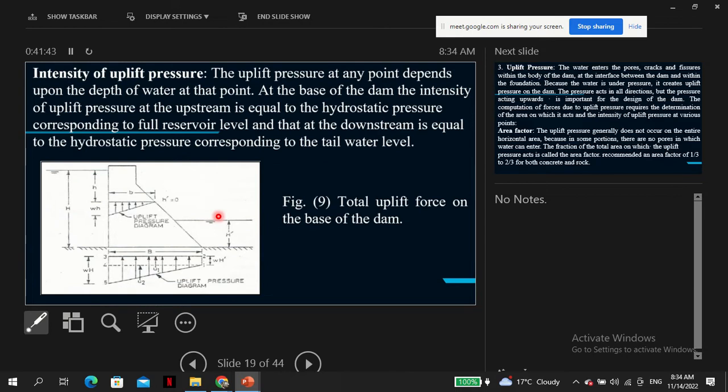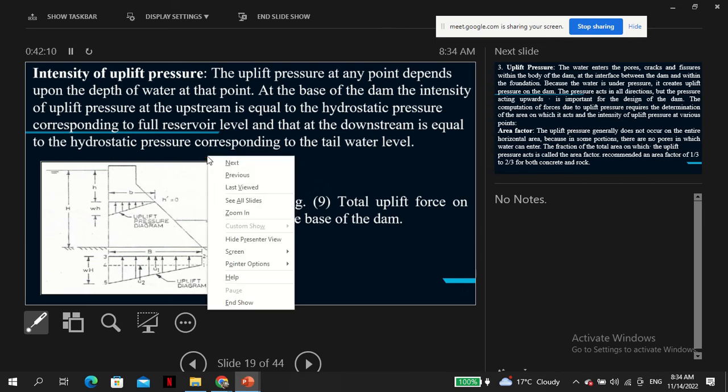So, intensity of the uplift. Let's just go through it so that you probably have a clearer idea. It's the same thing we talked about. The intensity of the uplift pressure at any point depends upon the depth of the water at that point. At the base of the dam, the intensity of the uplift pressure at the upstream is equal to the hydrostatic pressure.